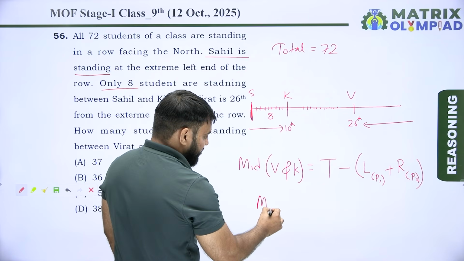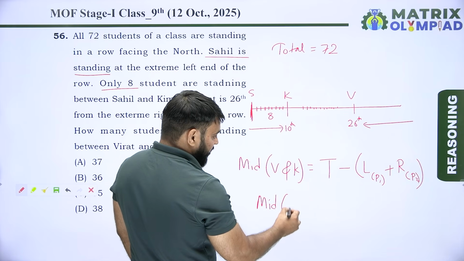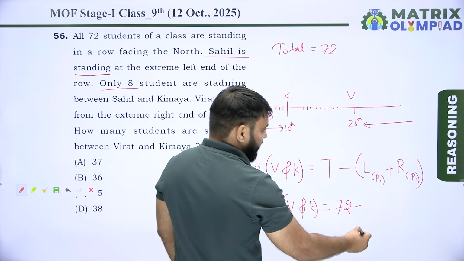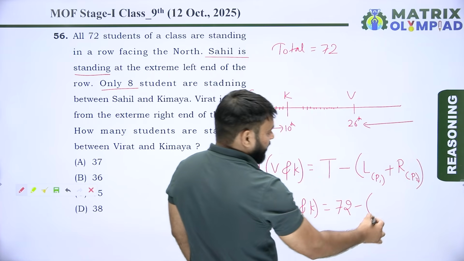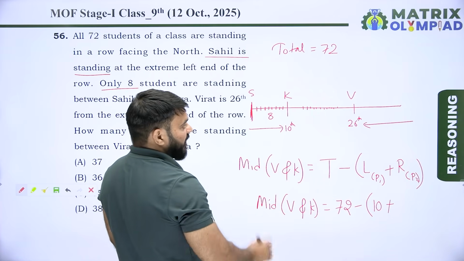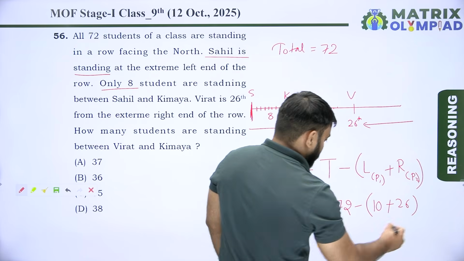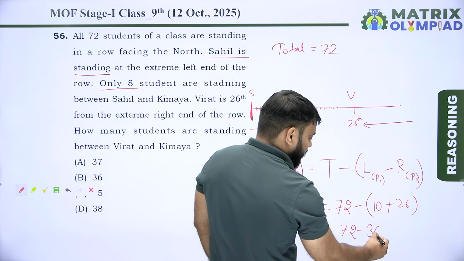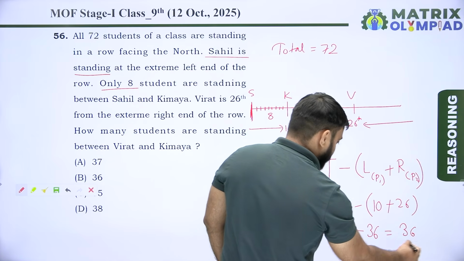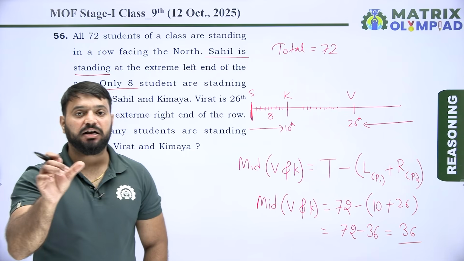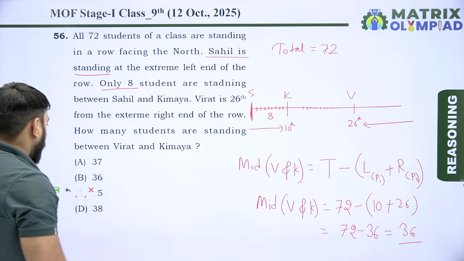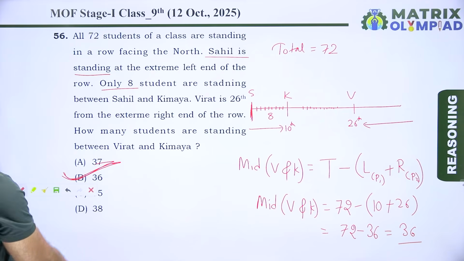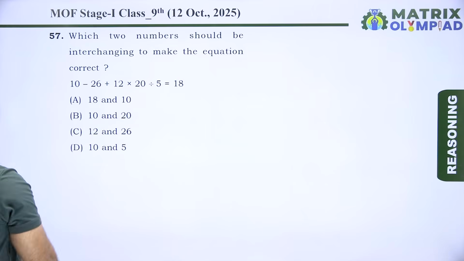So the number of people in between Virat and Kimaya equals total, which is 72, minus the left position of Kimaya, 10, plus the right position of Virat, 26. 72 minus (10 plus 26) means 72 minus 36, which is 36. So there are 36 students in between Virat and Kimaya. So here option B is the correct answer of this question. Let's move on to the next question. So now the next question is question number 57.